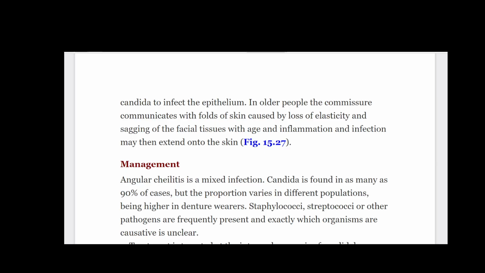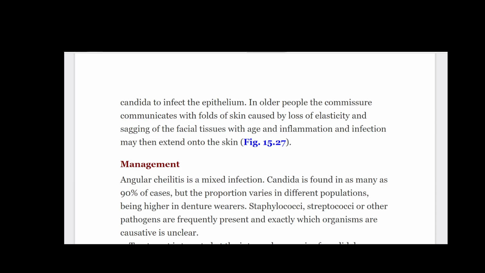Fig. 15.27. Management. Angular cheilitis is a mixed infection. Candida is found in as many as 90% of cases, but the proportion varies in different populations, being higher in denture wearers. Staphylococci, streptococci or other pathogens are frequently present, and exactly which organisms are causative is unclear. Treatment is targeted at the intraoral reservoir of candidal infection using local measures and antifungal drugs as appropriate. In mild cases, this alone causes angular stomatitis to resolve.